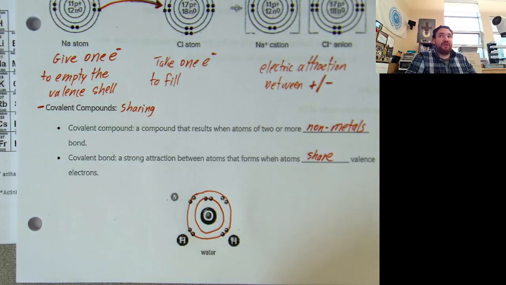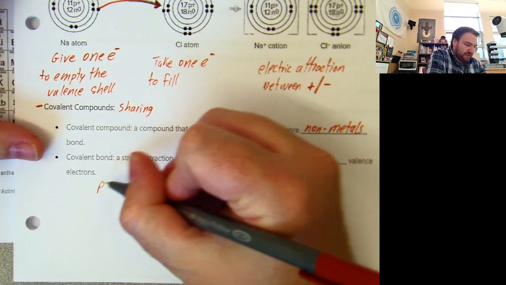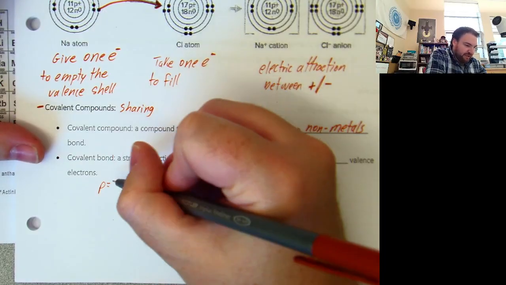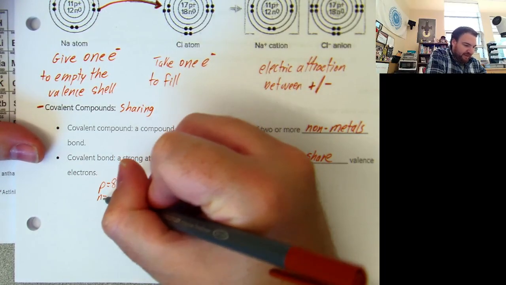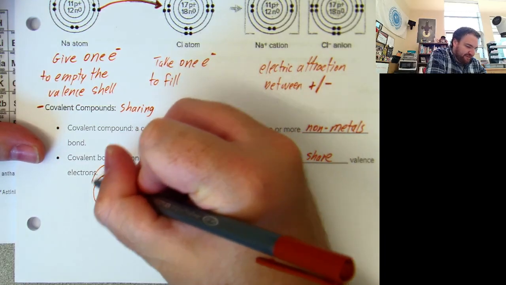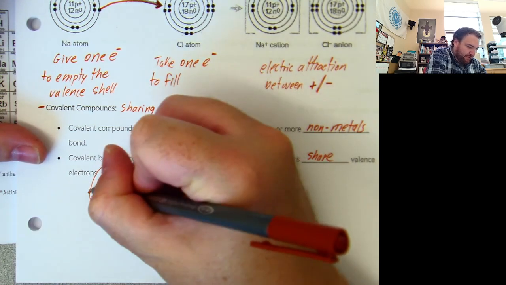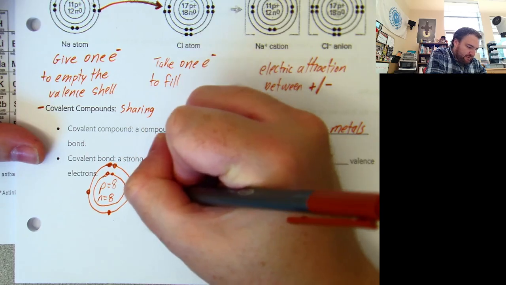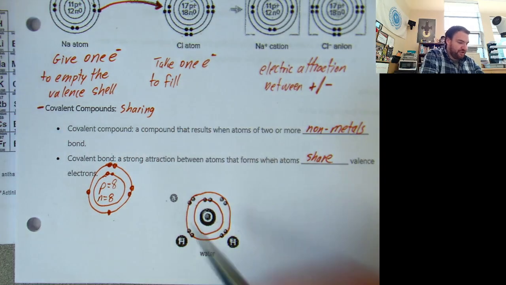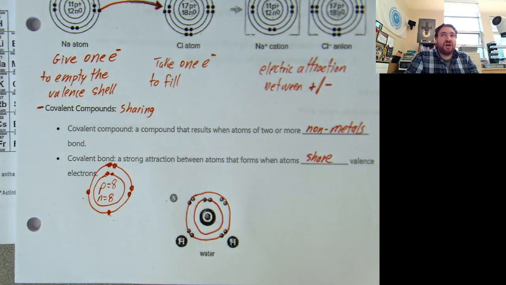Why does a water molecule form? Well, let's draw these things out, shall we? Here's oxygen. In oxygen, P equals 8, N equals 8. So the Bohr diagram for the atom is going to look like this. 1, 2, 3, 4. There's 8. 1, 2, 3, 4, 5, 6, 7, 8. There's oxygen. Oxygen has space for 2.